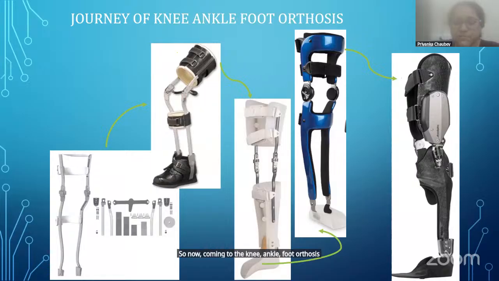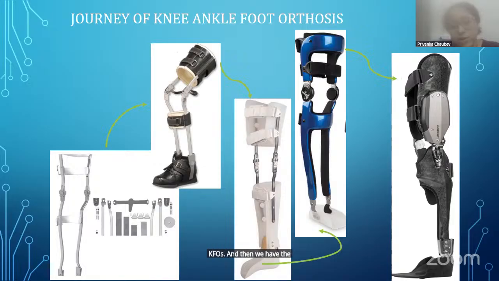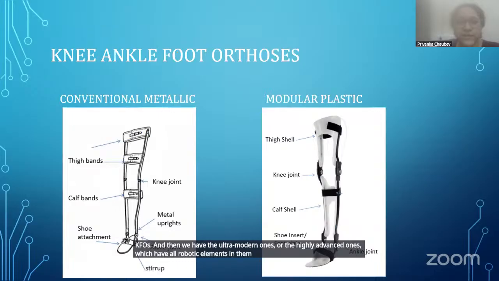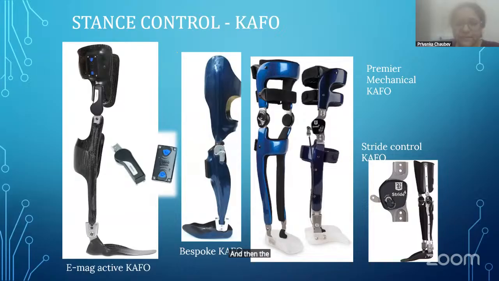So now coming to the knee ankle foot orthosis. So that was all about mainly the foot control devices. Now coming to the knee ones. So we know these are our conventional ones, then the plastic ones, then the mechanical ones with advanced materials, but still a mechanical modular one, KFOs. And then we have the ultra modern ones, or the highly advanced ones, which have all robotic elements in them. So the conventional metallic one, which has metallic elements, the modular plastic ones, separate modular units, which can be changed also. And then the advanced ones, mainly the stance or the stride controlled KFOs.